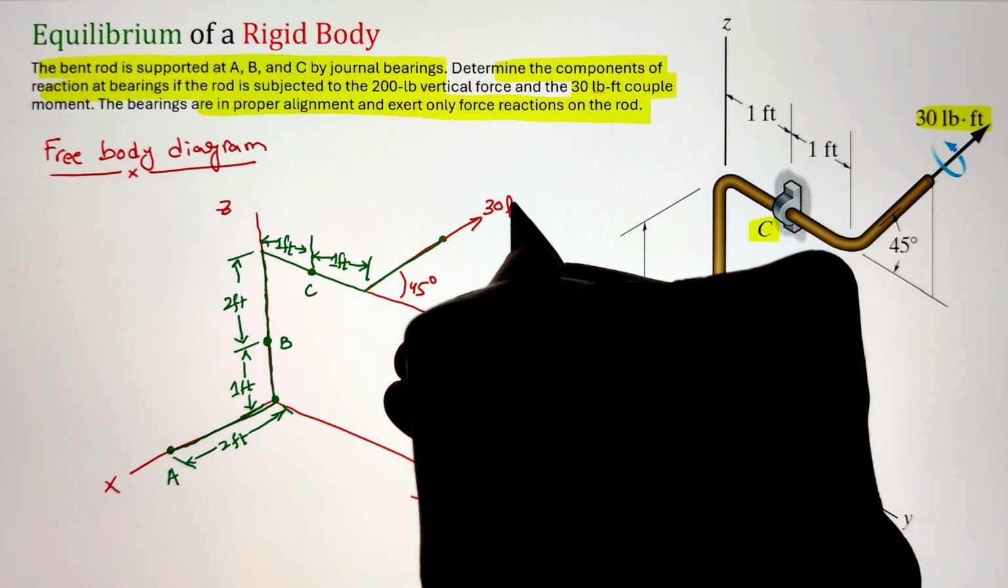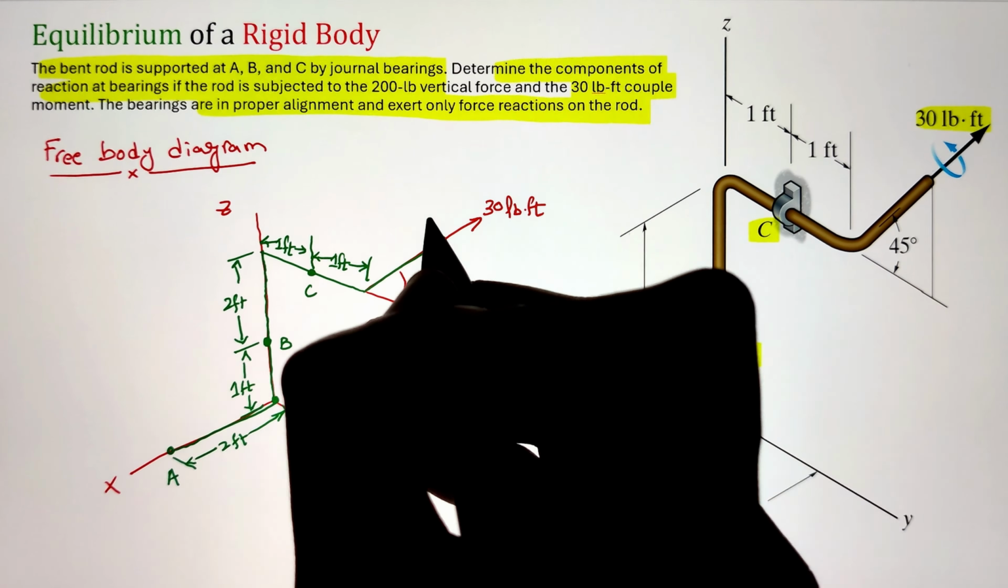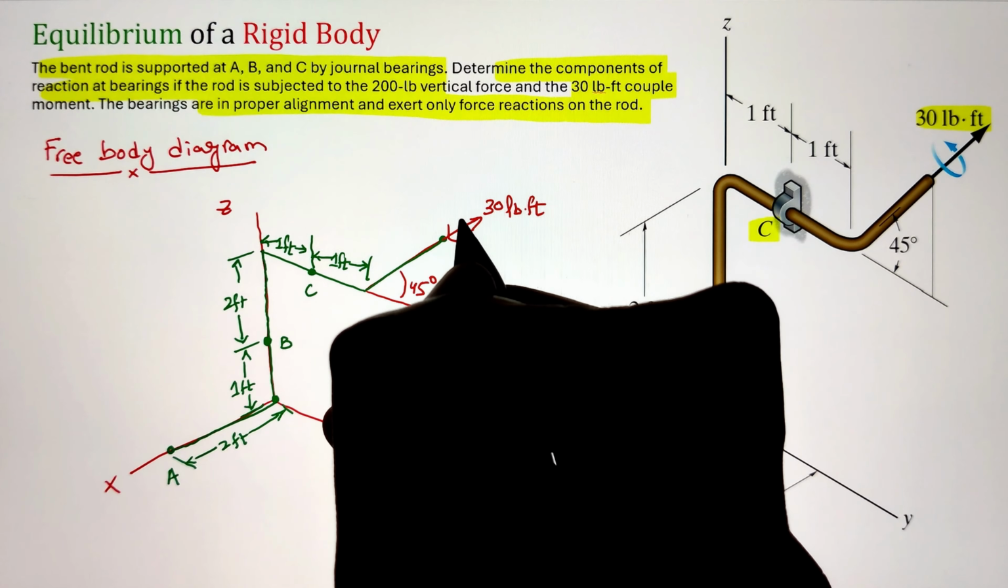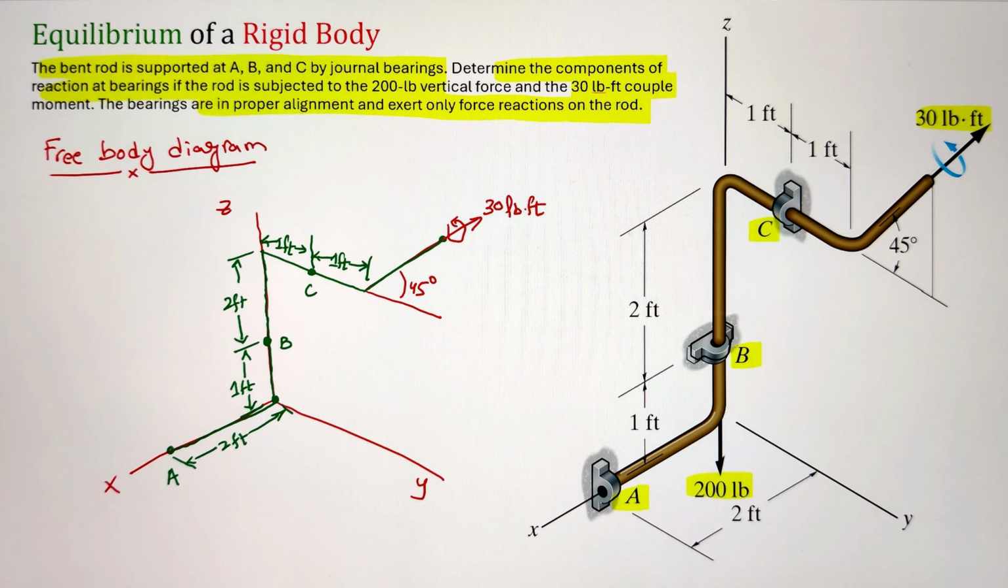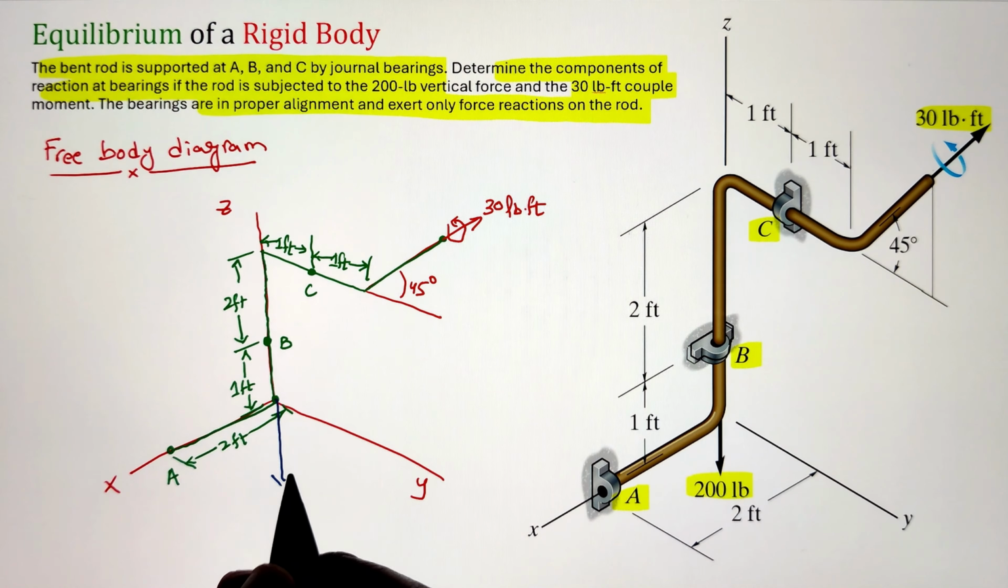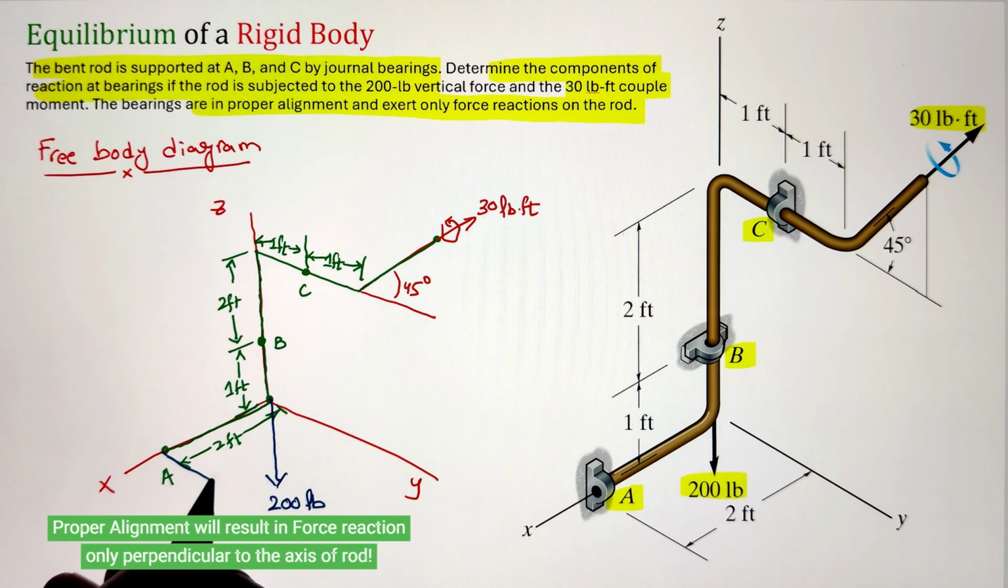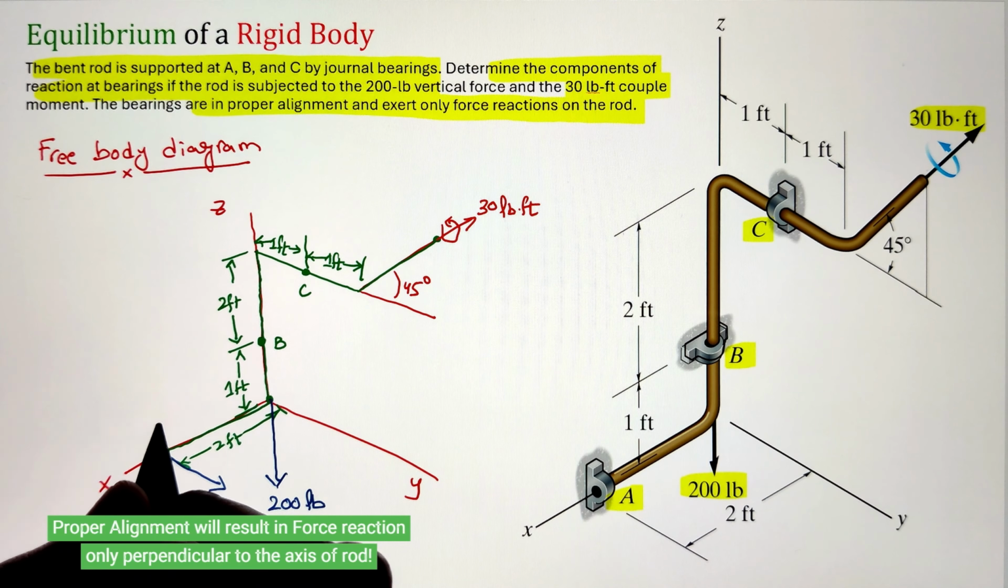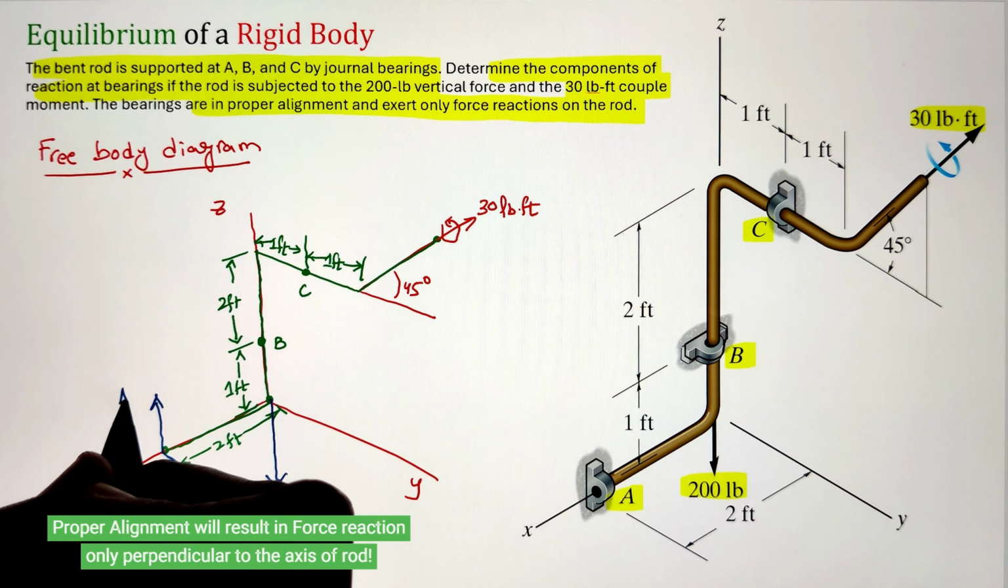external loads. So to start, at point A, there is a journal bearing. The axis of the pipe is along the x-axis. So we will have two support reactions going along the y-axis and z-axis given as AY and AZ, whereas the external load of 200 pounds is acting vertically downward.